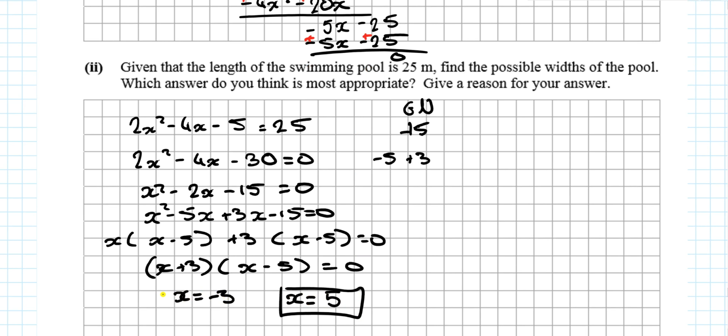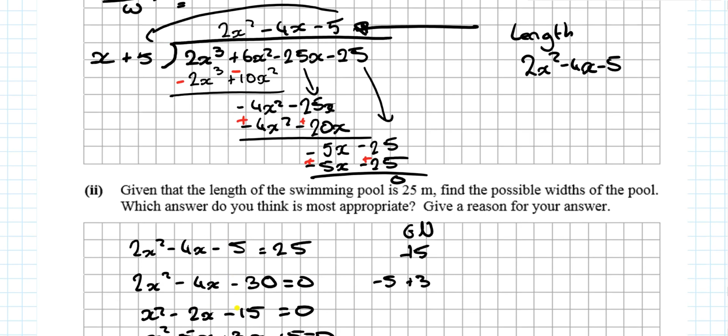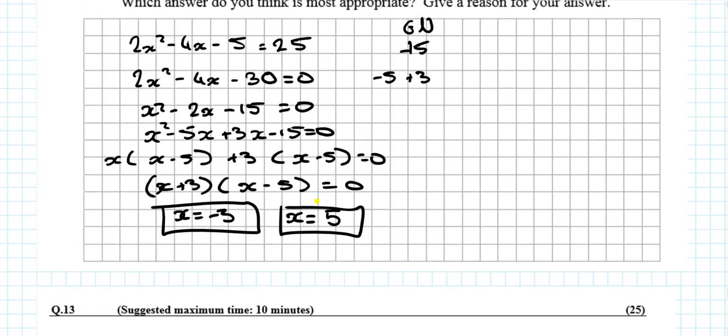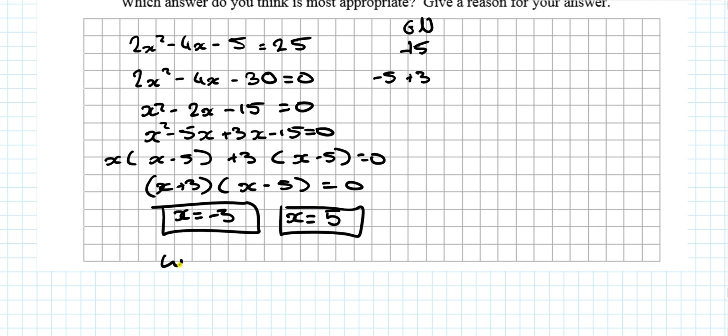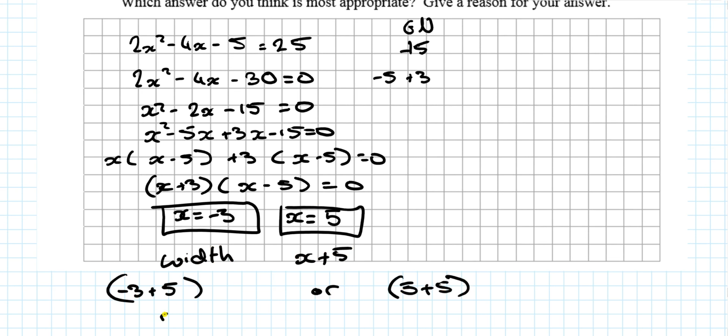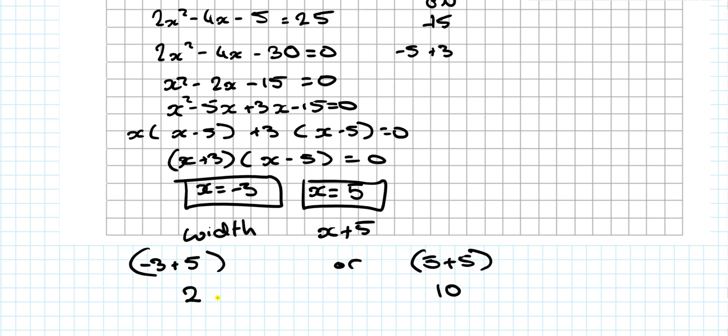And I want us to find the width. Remember, the width was x plus 5. So either the width is x plus 5, so it's minus 3 plus 5, or it's 5 plus 5. So that's the width is 2 meters or 10 meters. And then just using your common sense, you'd probably remove the 2 meters because you'd have a very narrow swimming pool if that were the case. Hopefully you found the video useful.